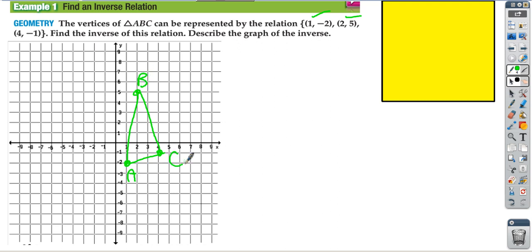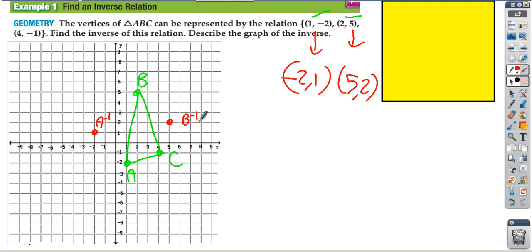Find the inverse. Okay, so the inverse just means that we flip them. So the inverse of this point would be negative 2, 1. I'm just going to flip that. Negative 2, 1 is here. That's going to be A with that little negative 1. That's the symbol for inverse. The inverse of that would be 5, comma 2. So 5, 2 is right here. That would be B inverse. And then the inverse of this one would be negative 1, comma 4, which is right here. So that's C inverse.